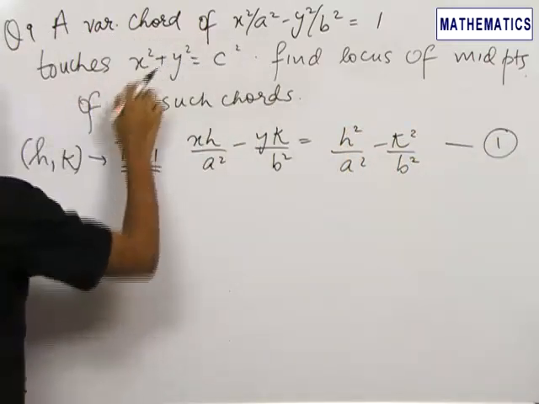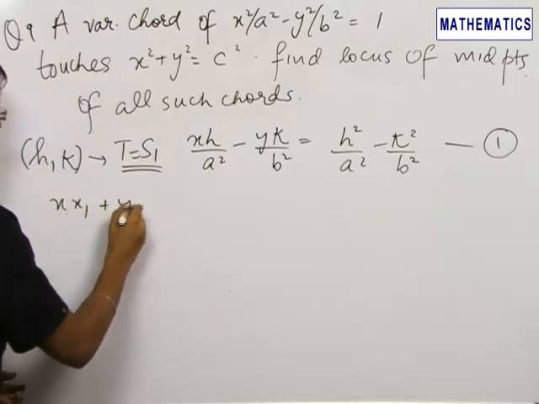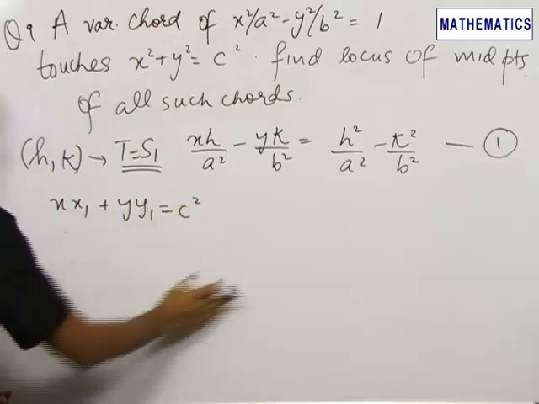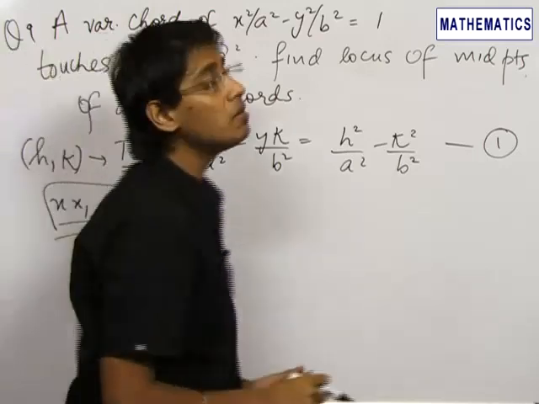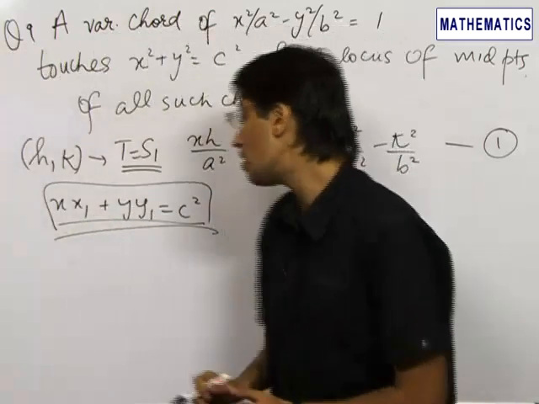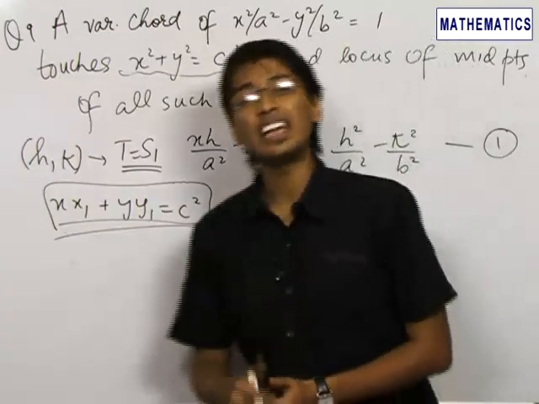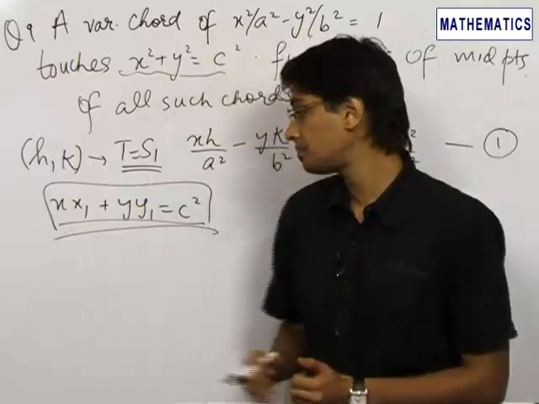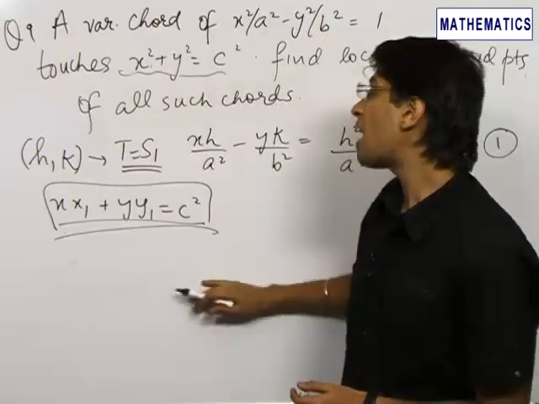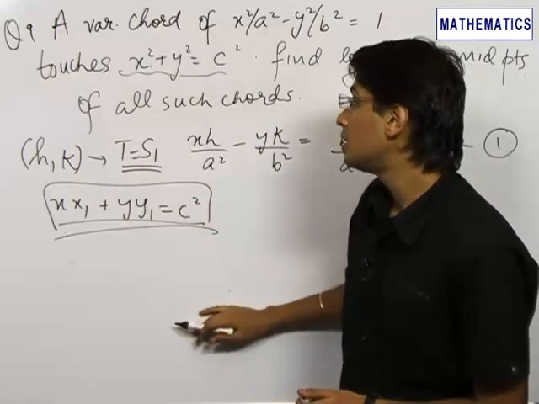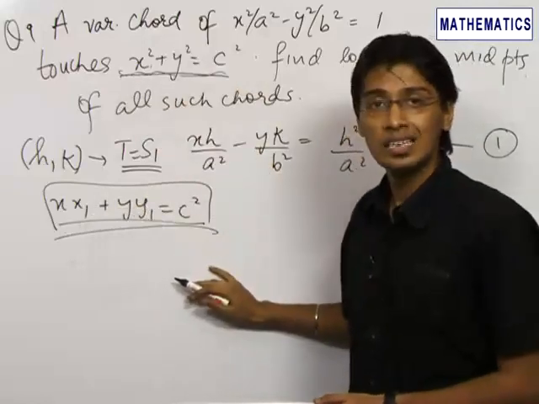Now the line which is acting as a tangent to this circle can be given by x x1 plus y y1 is equal to c square. This is a general trick, or rather a very important formula, that can be remembered in this way: for any curve, let's say the circle in this case, the equation of a tangent at any point x1 comma y1 can be directly written by replacing one of the x by the point x1 and one of the y by the point y1 in the equation of the curve, to get x x1 plus y y1 is equal to c square.